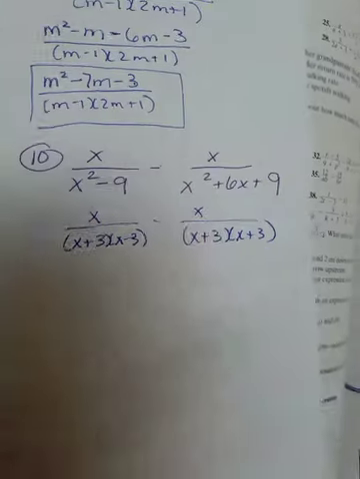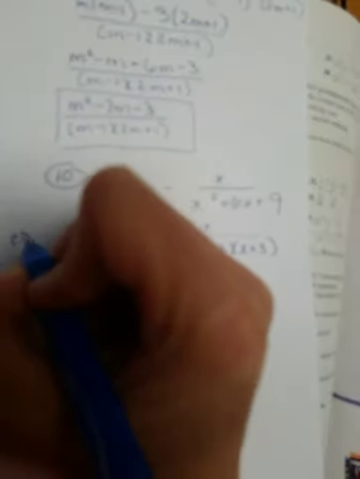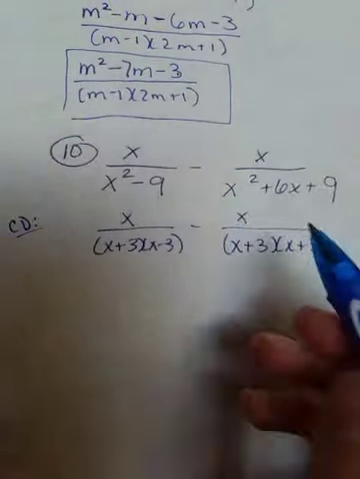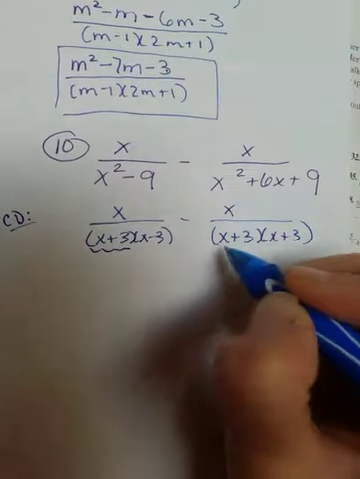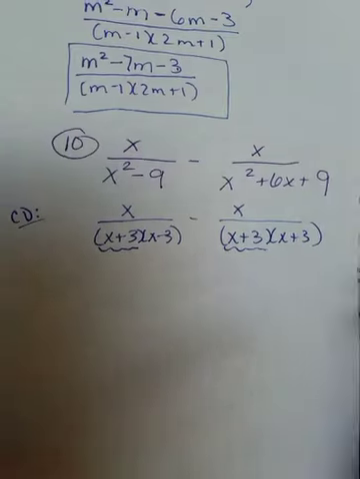All right, so now that I'm in factored form, let's look and see what they have in common. So they each have an x plus 3. So let's write that down.